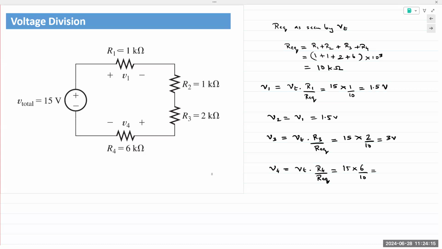All right, 15 times 6 is 90. 90 divided by 10 is 9 volts. And that's it. That's the application of voltage division.